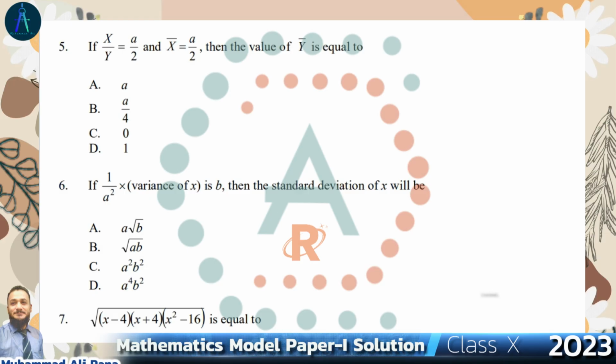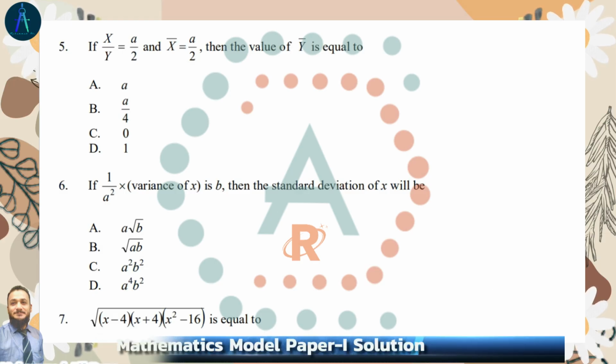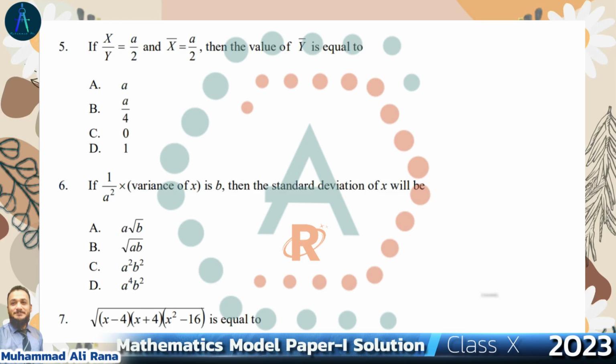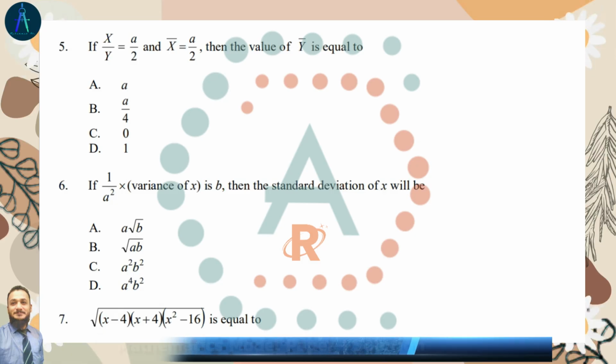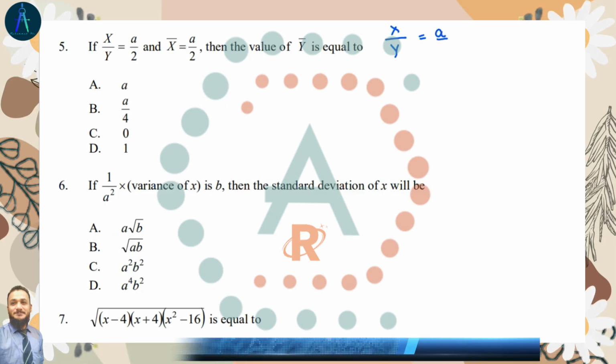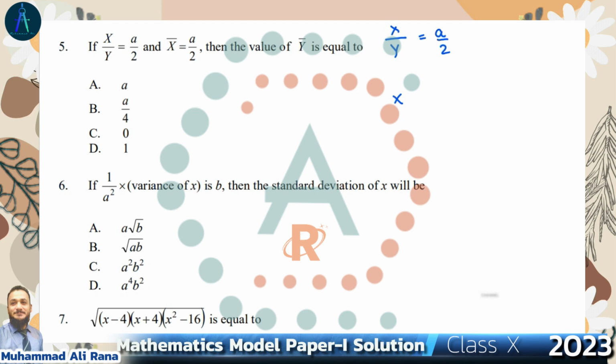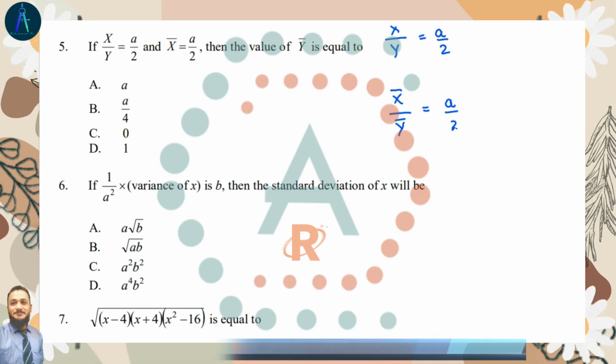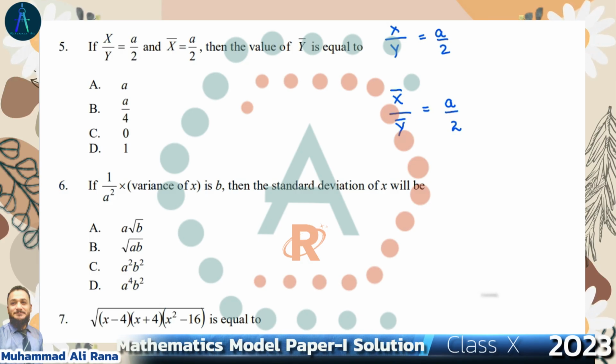Question number 5. Y over X is equal to A over 2. We have to find the value of Y bar. X and Y represent any two data sets, and X bar and Y bar represent the mean of data X and data Y. So we know that if X over Y is equal to A over 2, then X bar over Y bar will be equal to A over 2, because A is a constant number.